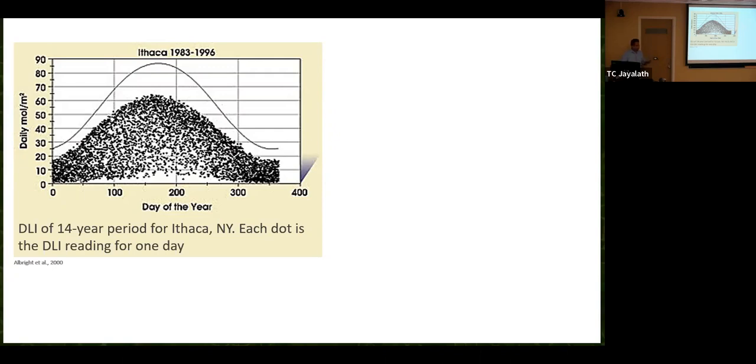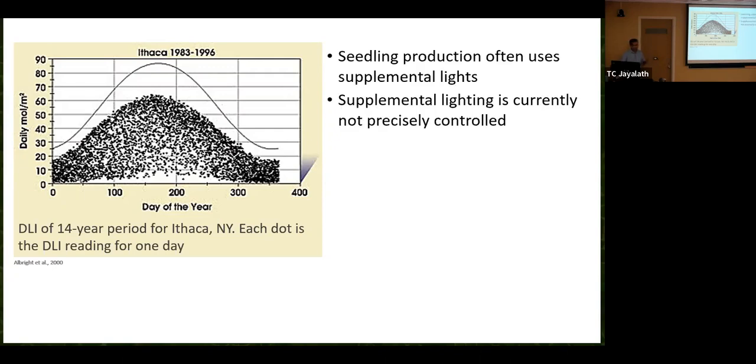Because of this variation from day to day, growers often use supplemental lights to have a high production in seedlings. However, those supplemental lights are not precisely controlled. They can be turned on and off depending on the sunlight level, like turning the light on when the sunlight is below 50%, and turning the light off when the sunlight is above 50%.